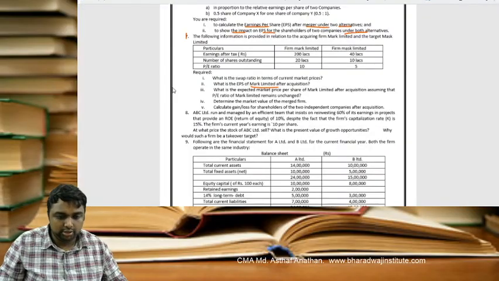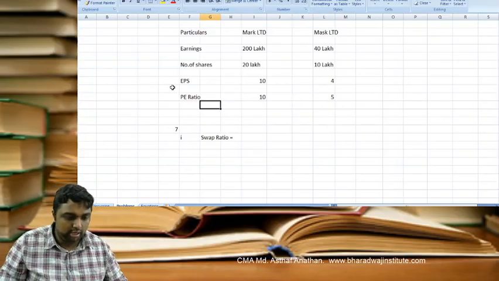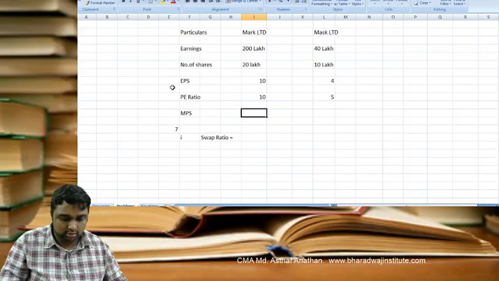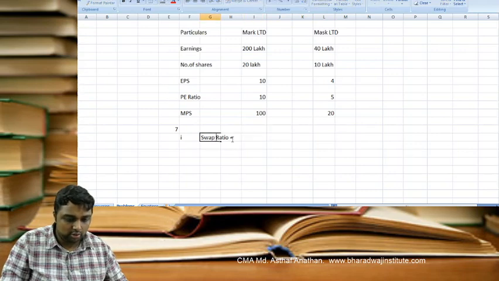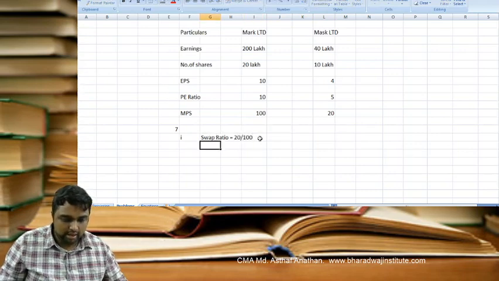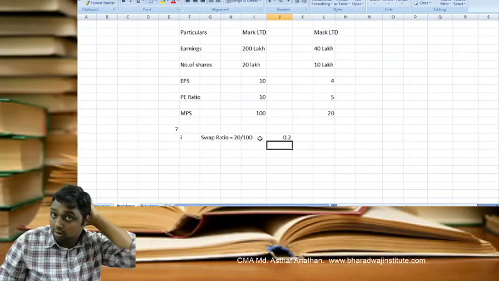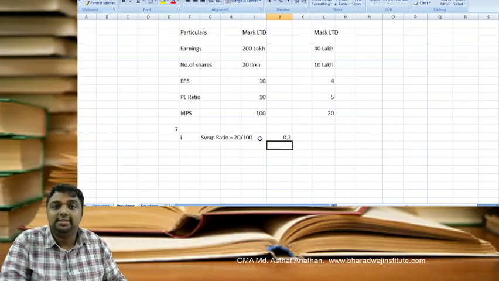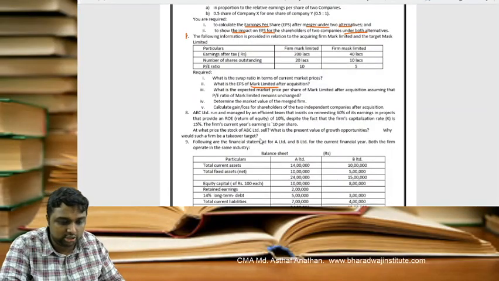What is the PE ratio? 10 and 5. We know the market price equation, EPS into PE ratio. So market price is equal to EPS into PE ratio. Here it will be 100. Here it will be 20. So what will be the swap ratio? 20 divided by 100, you will have 0.2. Swap ratio is another name for exchange ratio.